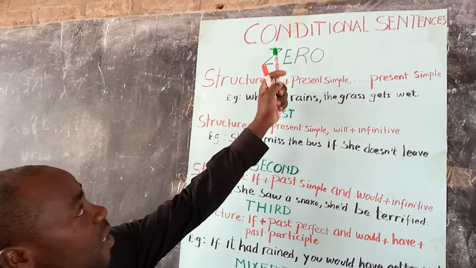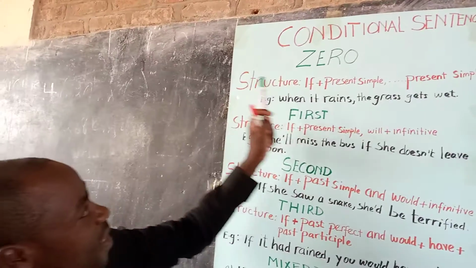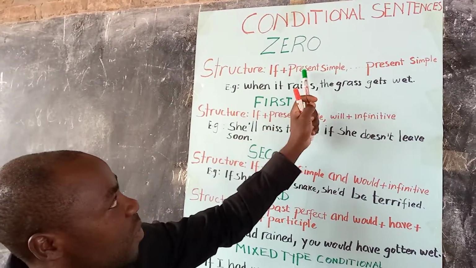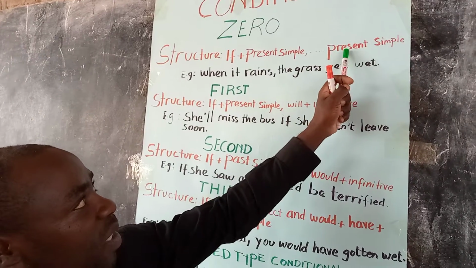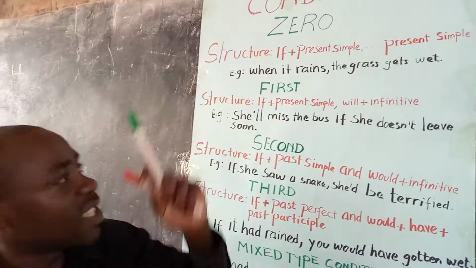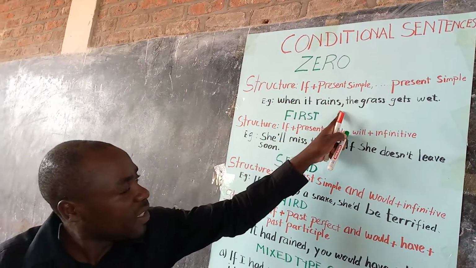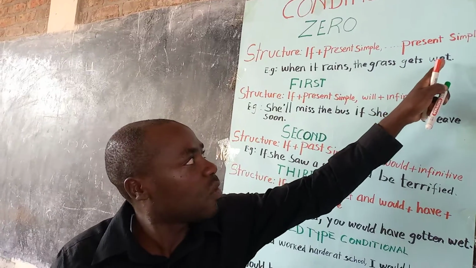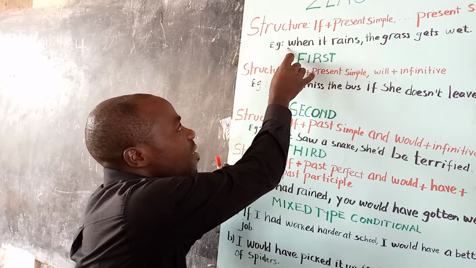We have zero conditional sentences. The structure is if plus present simple that will change to present simple. An example here: when it rains, the grass gets wet. So this "when" is working as "if".